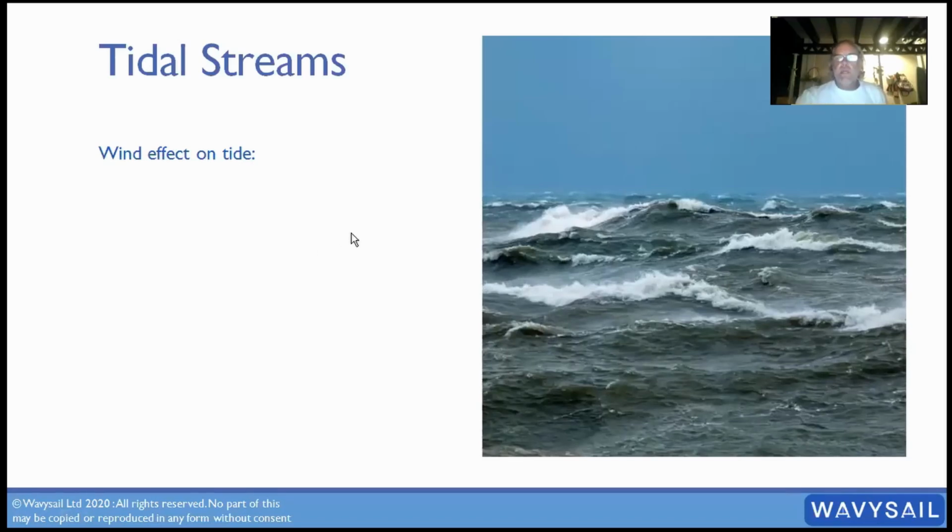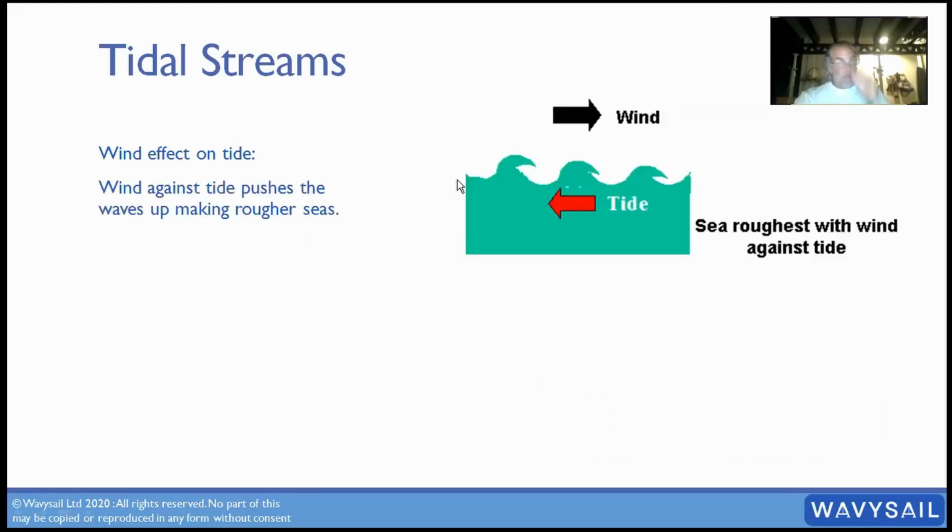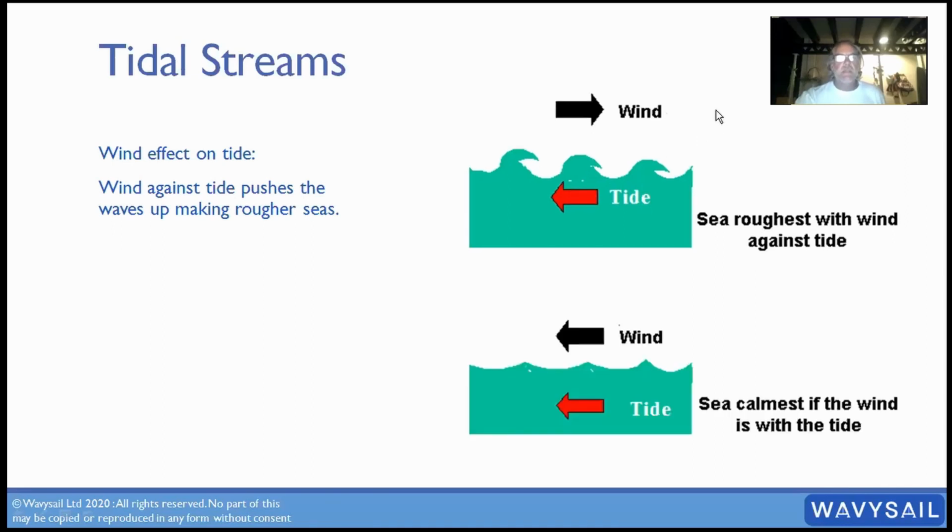So we've now got moving water. We've got the water moving either one way or the other as it comes in and goes out. What's the effect of wind on that? If you've got tide moving in and wind going the other way, it creates incredibly aggressive seas. Really, really aggressive seas. Far more so than you'd think. Even in light breezes, you still get very aggressive seas.